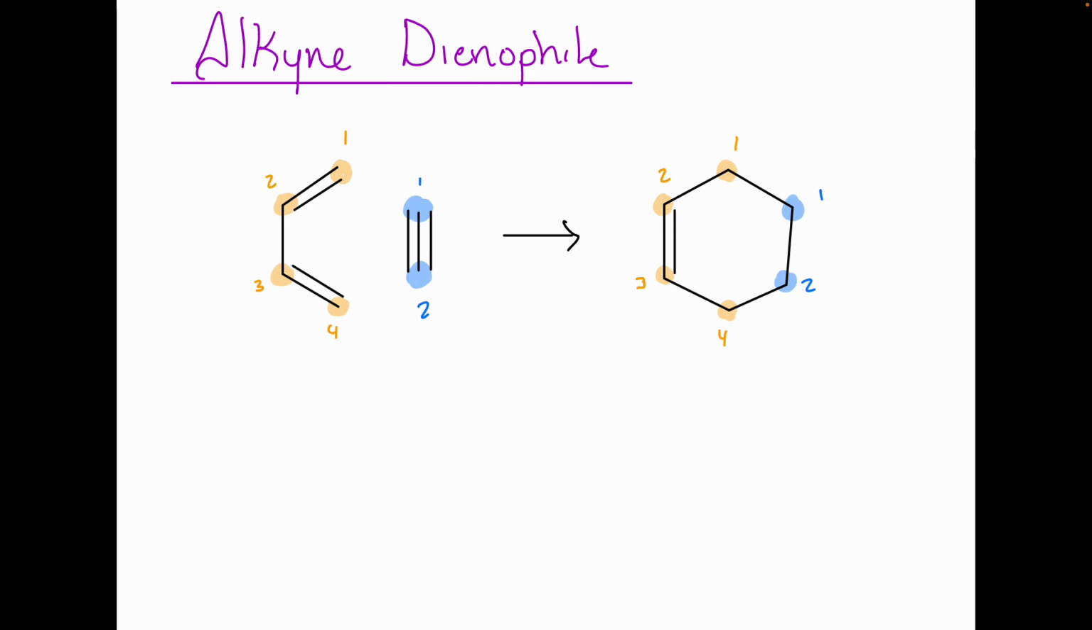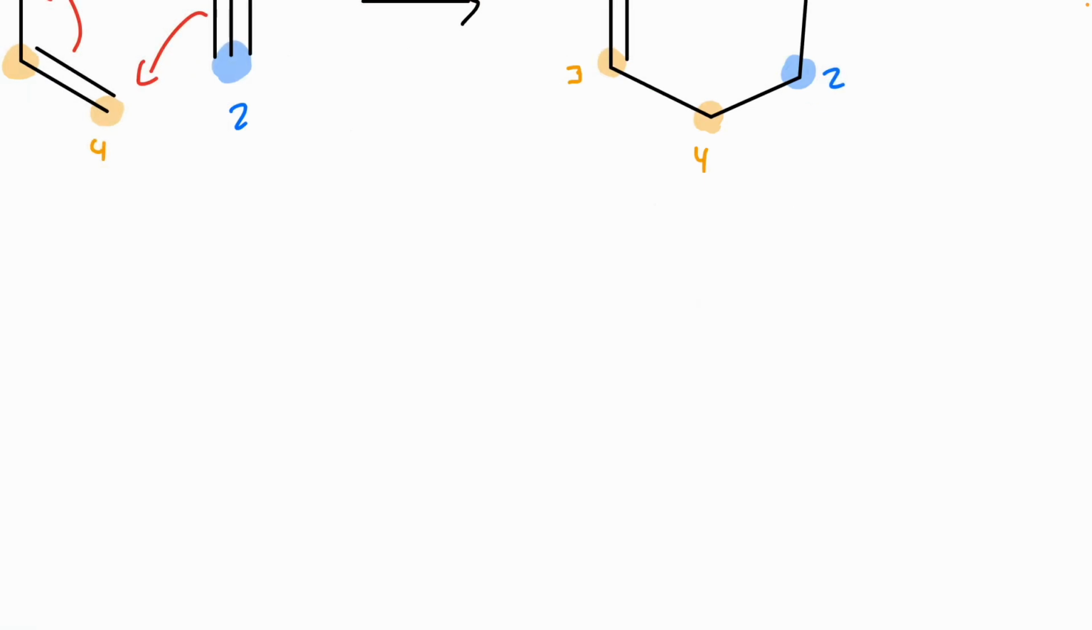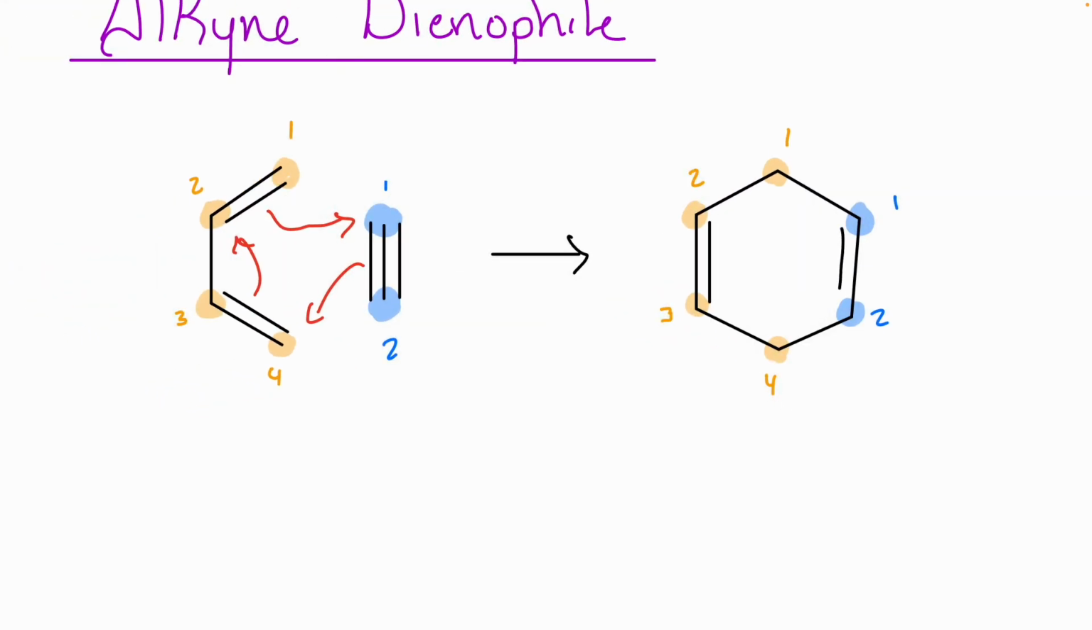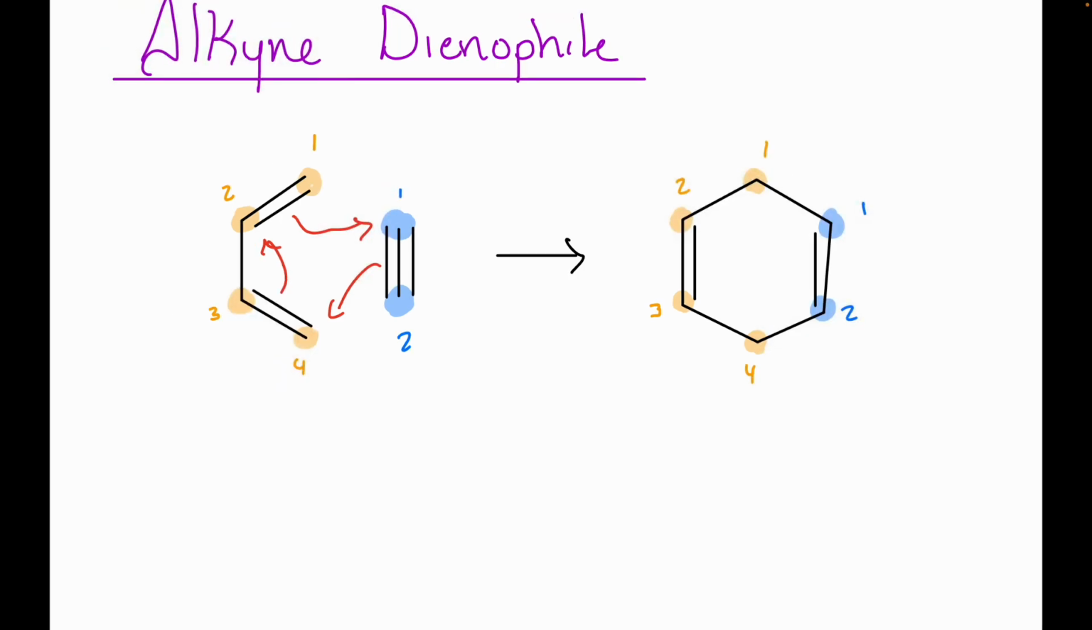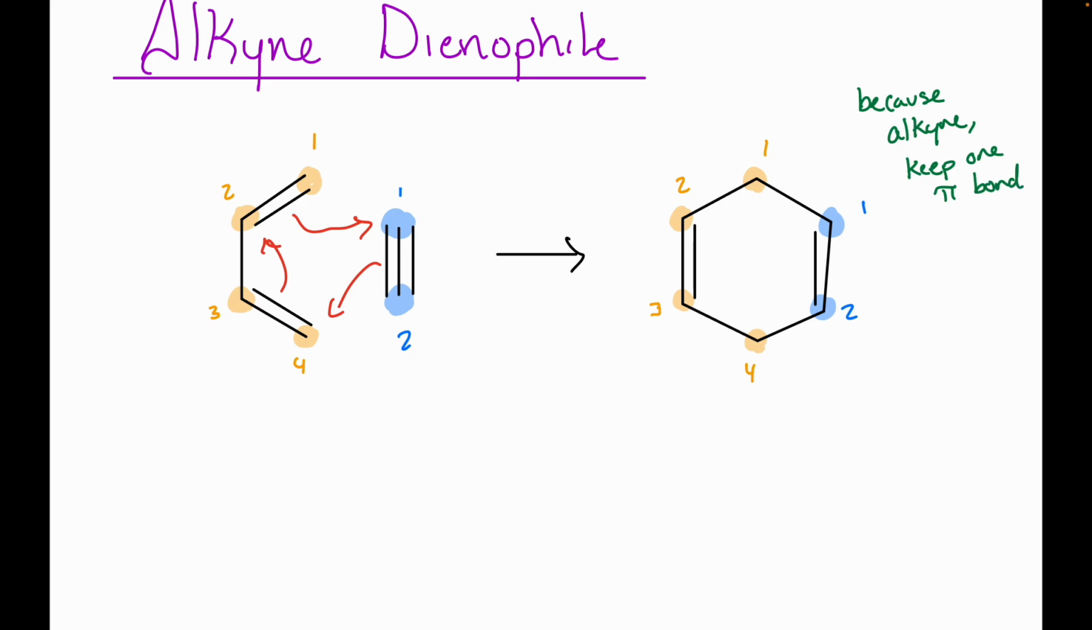All right, but in this case, since I started out with an alkyne, one of those pi bonds is going to get consumed in this reaction. The other one isn't. So I'm still going to retain one of those pi bonds between carbons 1 and 2 as well. Okay, so because I started out with an alkyne, we're going to keep one pi bond between our blue 1 and 2.